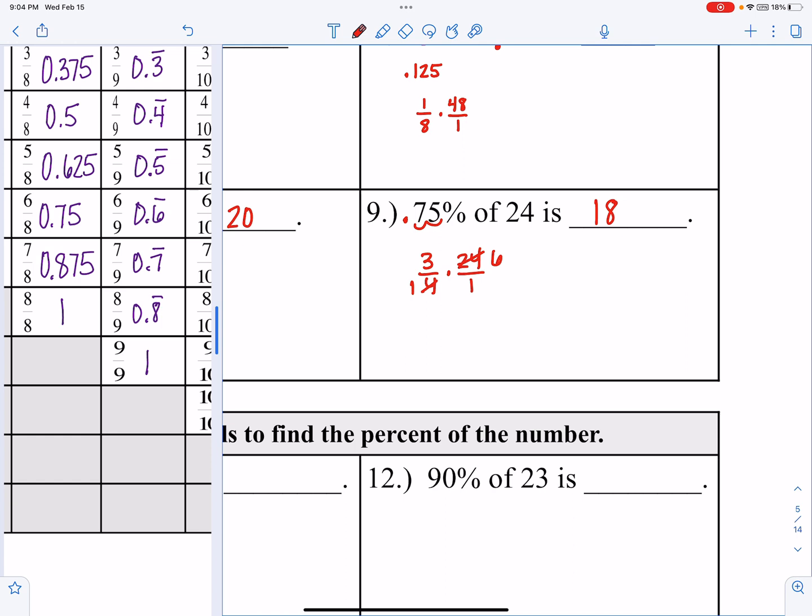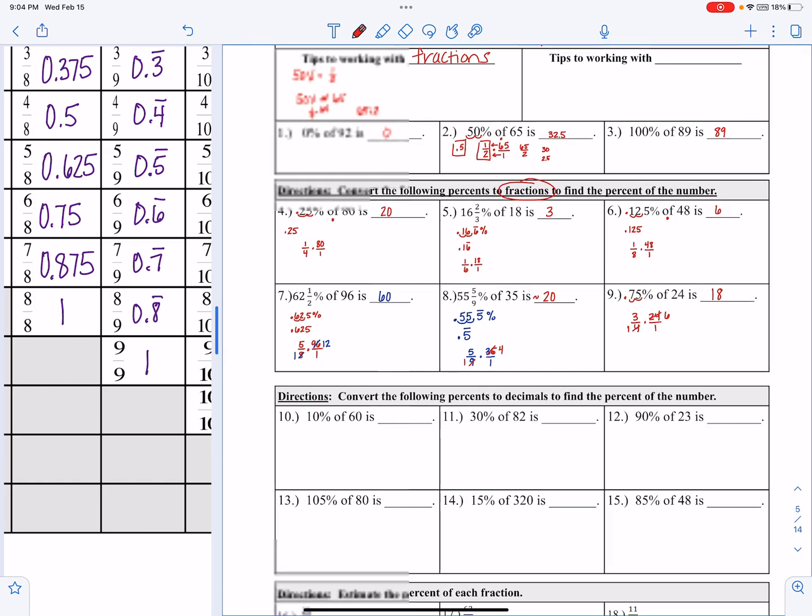Let's think about what half of 24 is. We know that that's 12, so this definitely makes sense. Okay, all right, so that is how we can solve a percent of a number by converting to a fraction and using that fraction to solve. So now let's go ahead and think about how to do that just from decimal form.